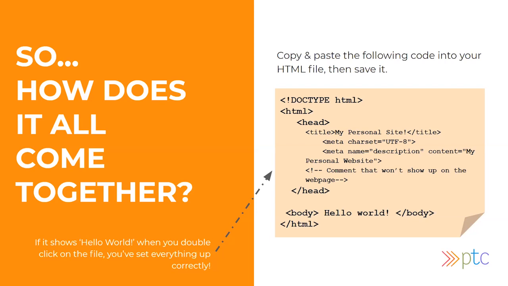All right, so to open the file in the browser, in your views folder, you can double click on the index.html file. If you navigate to your views folder and double click, it should automatically open up in your default browser. If it shows hello world, then you've set everything up correctly. Hopefully that shows up in your browser. Let us know if it doesn't. We might be able to help you with that.